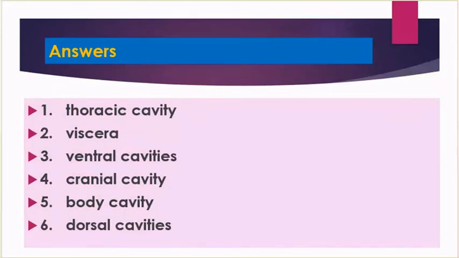Number 1, thoracic cavity. Number 2, viscera. Number 3, ventral cavities. Number 4, cranial cavity. Number 5, body cavity. Number 6, dorsal cavities.